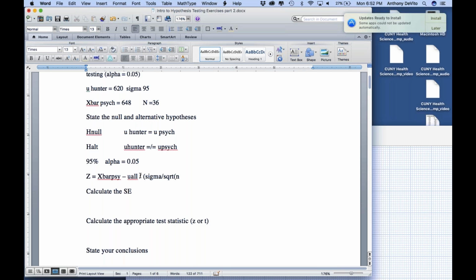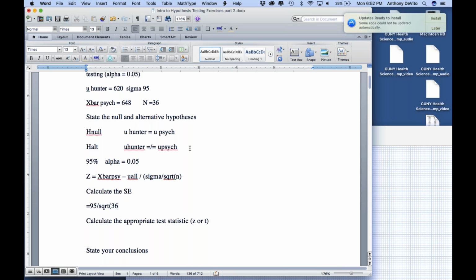Square root of the sample size. Okay, so first thing I've got to do, I'm going to do this in a couple of steps. First, I'm going to calculate the standard error. Let's take that is equal to 95 divided by the square root of, what did I say, sample size 36.